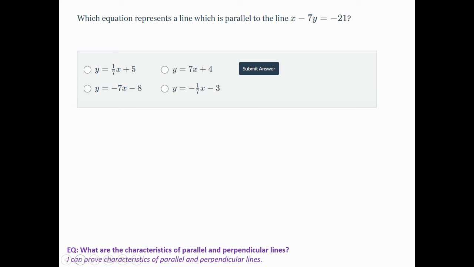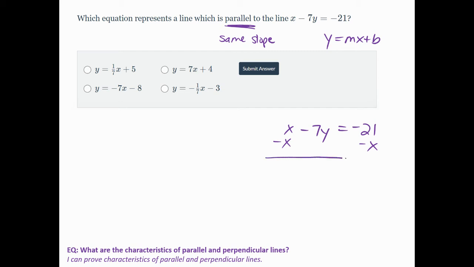All right, the other type of question you'll get will look like this. Which equation represents a line which is parallel to the line given? So jumping back to parallel lines, we know that they have the same slope. And again, I'm stuck with that problem where I can't tell what the slope is. So I'm going to rewrite this in slope-intercept form. So once again, getting the y by itself, I start with subtracting x. x minus x is 0. I have negative 7y equals negative x minus 21.